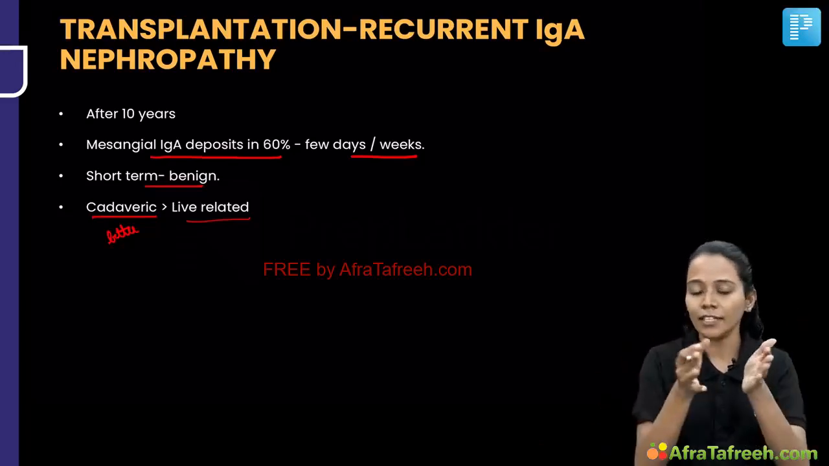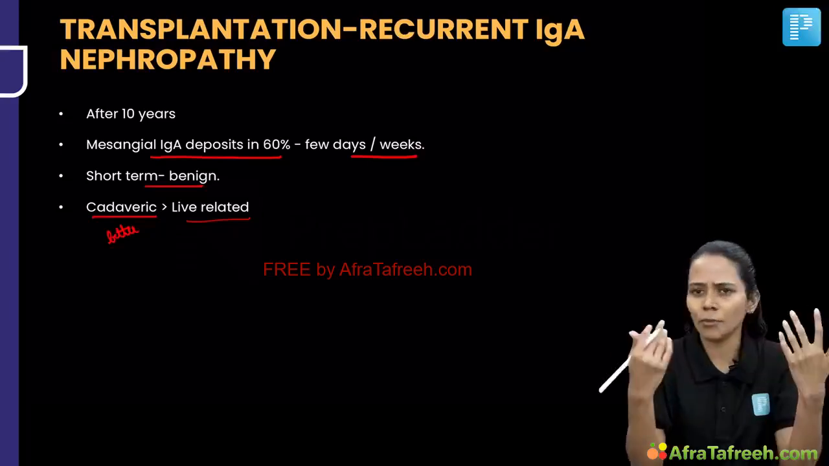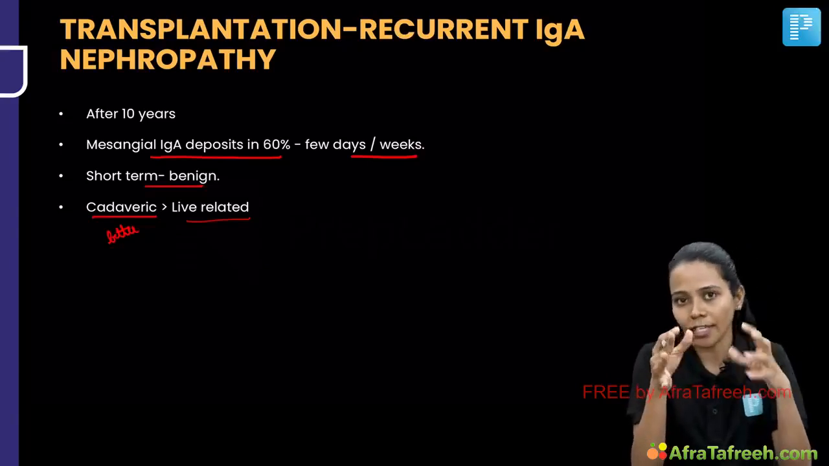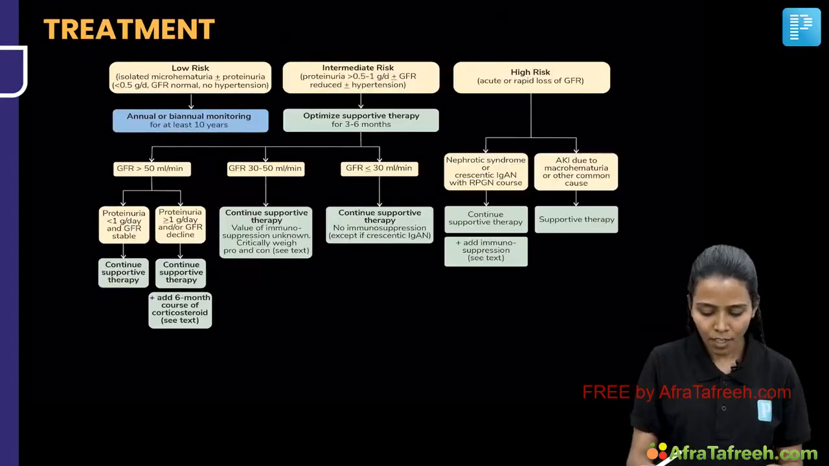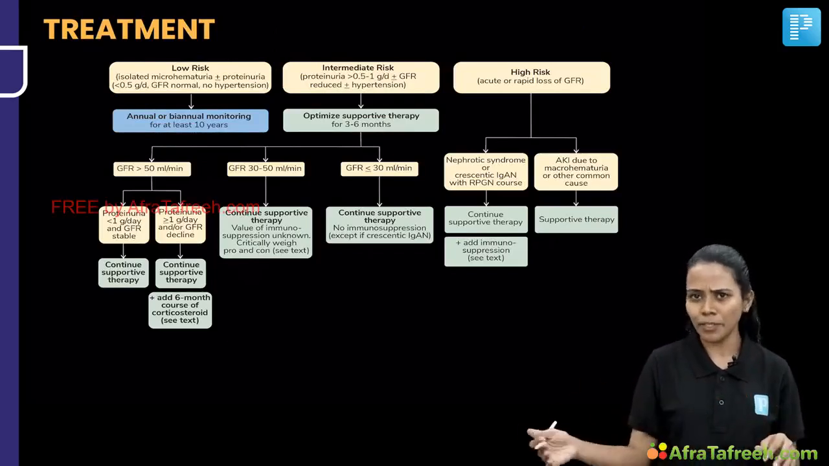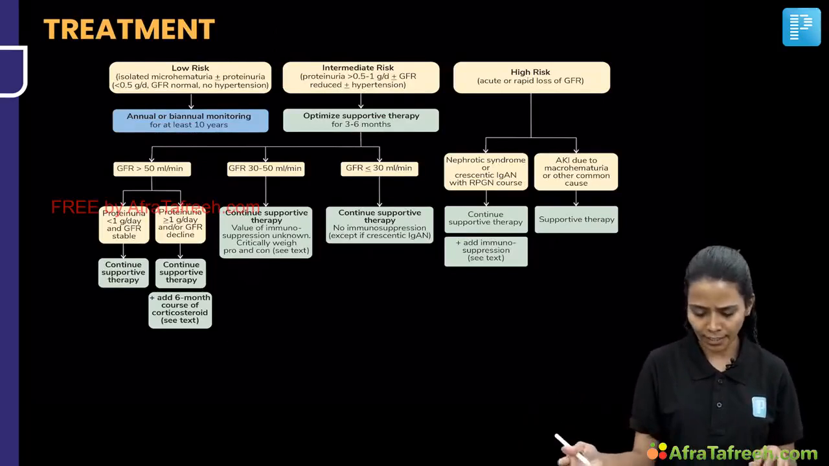Because in a live related fully matched donor, our immunosuppression is going to be light. So this heavy immunosuppression is what is helping in IgA nephropathy. Okay. Now this is a treatment outline. So this is just the outline. We will be discussing the KDIGO guidelines again in detail.